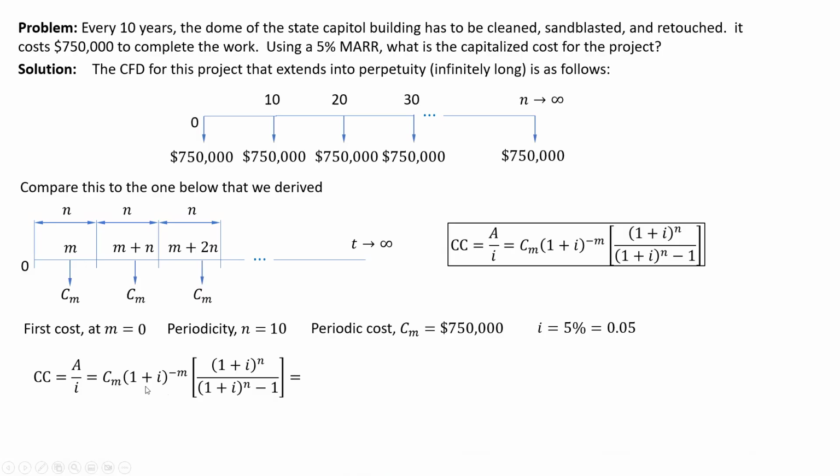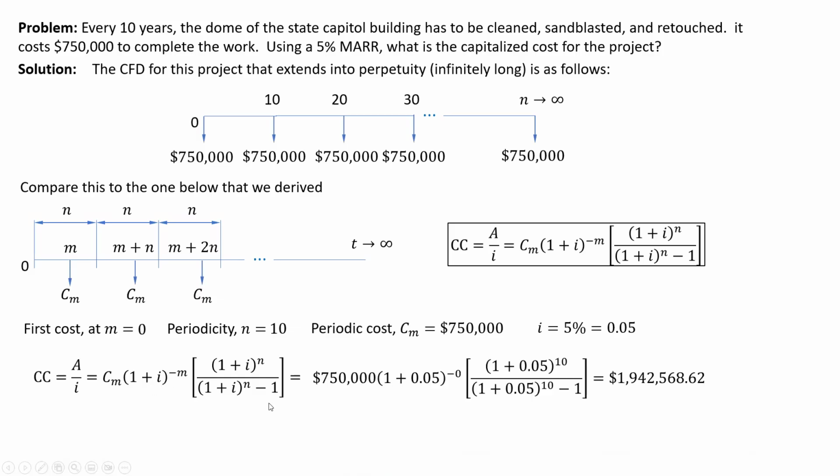C sub m times (1 plus i) to the negative m times (1 plus i) to the n over blah blah. Oh, wait, m is 0. What happens in that case? 1 plus i raised to negative 0. Negative 0, positive 0, they're all the same. 0 is 0, right? (1 plus i) to the 0 is 1. And so let's remember that. And when you use a calculator or a computer to figure it out, it turns out to be $1,942,568 and 62 cents. I like this problem. It just fairly well illustrates the situation. Cool.